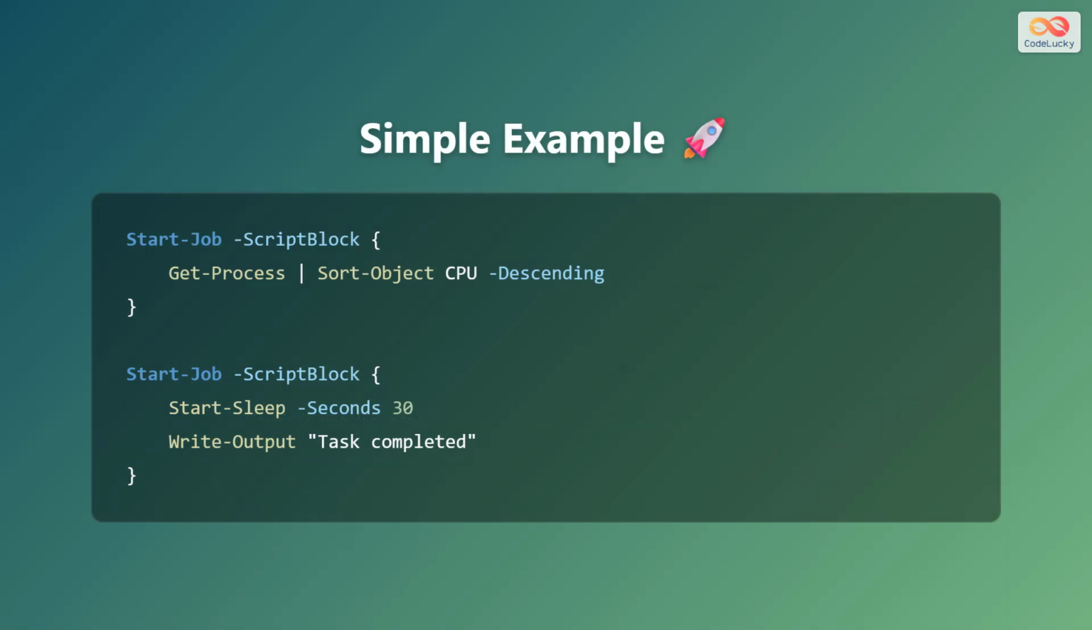Let's look at two practical examples. In the first example, we start a job that retrieves all running processes, sorts them by CPU usage in descending order, and runs this entirely in the background. The second example demonstrates a job that sleeps for 30 seconds before outputting a completion message. Notice how both jobs start immediately and return control to your console. You don't have to wait for the Get-Process command to finish sorting or for the 30-second sleep to complete. Your PowerShell prompt becomes available right away.